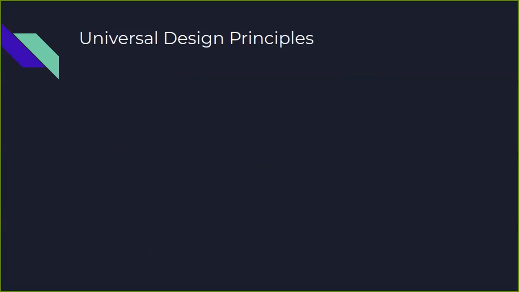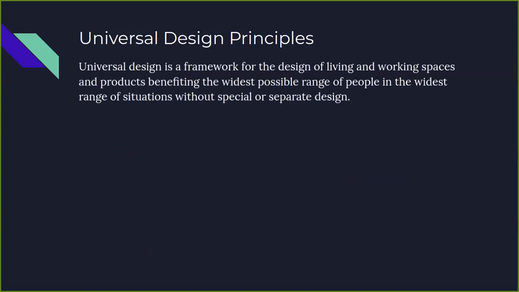So when we talk about disabilities, we always have to talk about universal design principles. Universal design principles is simply a framework for design of living and working spaces and products benefiting the widest possible range of people in the widest range of situations without special or separate design.